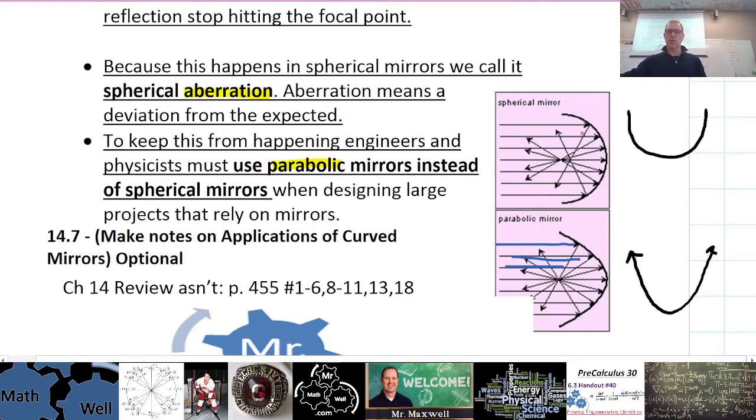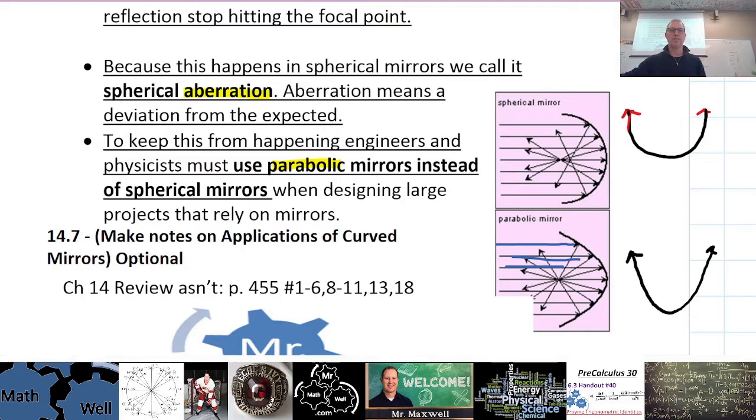A spherical mirror that is literally a part of a circle like this will have much spherical aberration when the light rays hit the outer edges of the mirror. That's why we use parabolic mirrors, because they aren't actually spheres, they're closer to parabolas. Here would be more of a spherical shape, and here's a parabolic shape. So the parabolas account for the spherical aberration.